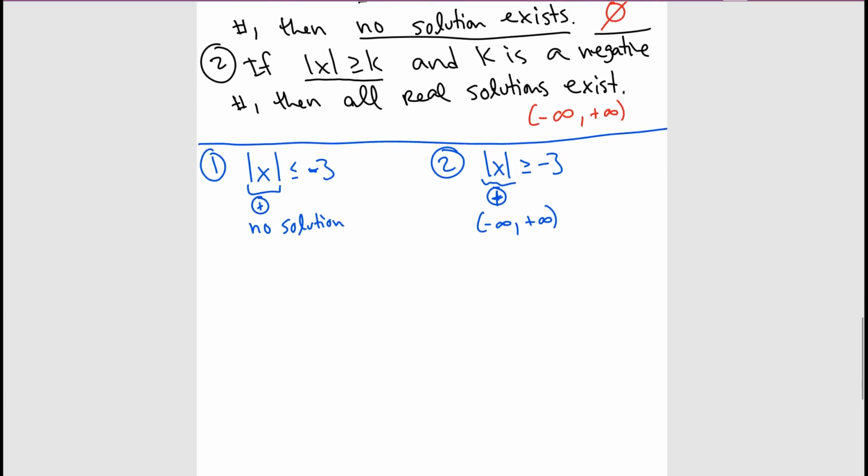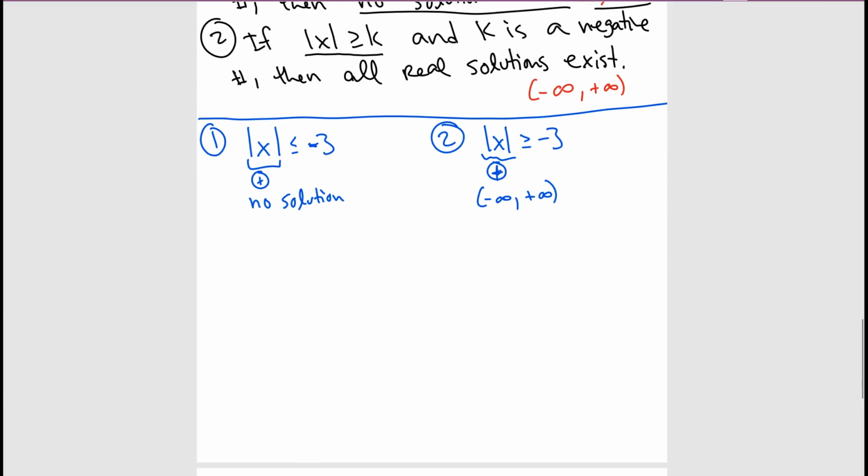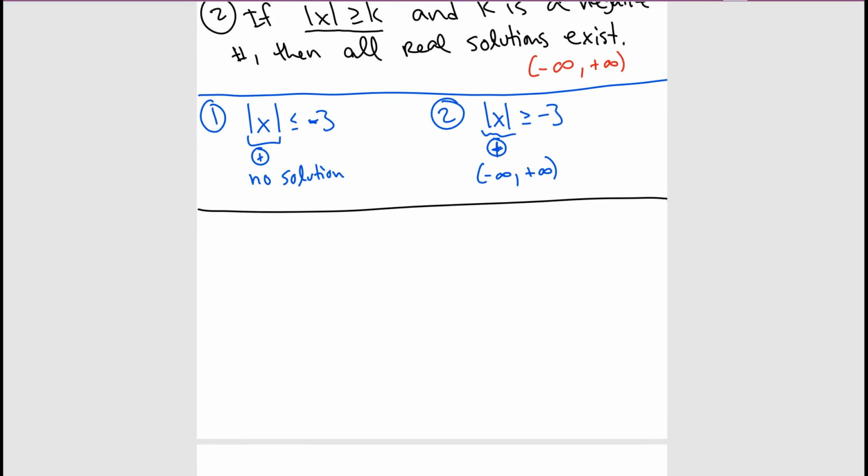Okay, so let's just do two quick examples. You don't really need to do any work for these problems. Once you notice that this is no solution or all real solutions, you can just write that down. So let's say we had 2 times the absolute value of 3/4 x minus 1, minus 2, is less than or equal to, I don't know, let's say this was a 4. And let's make this negative.